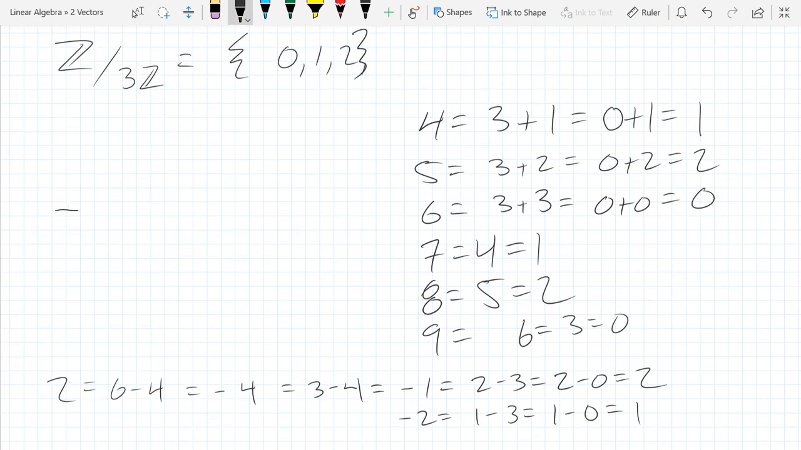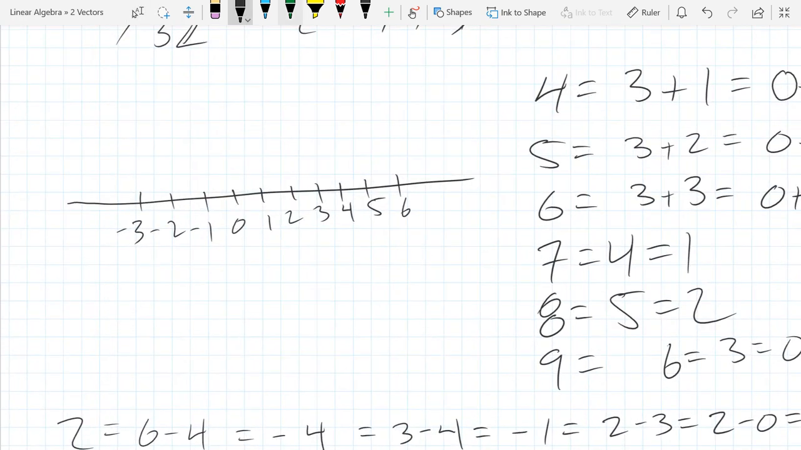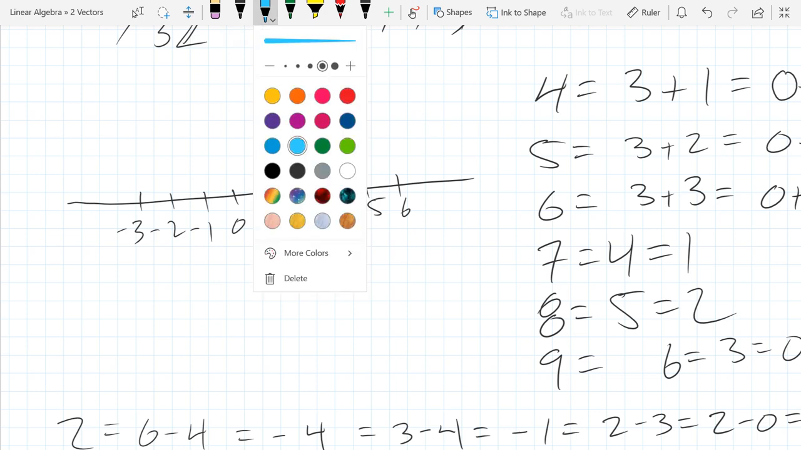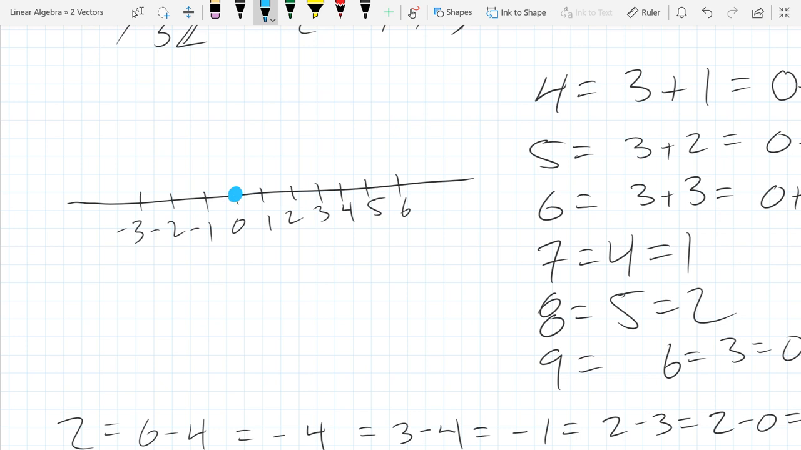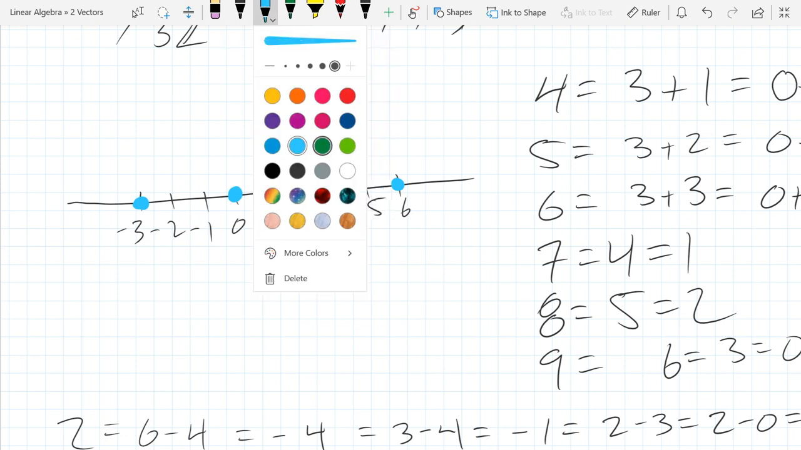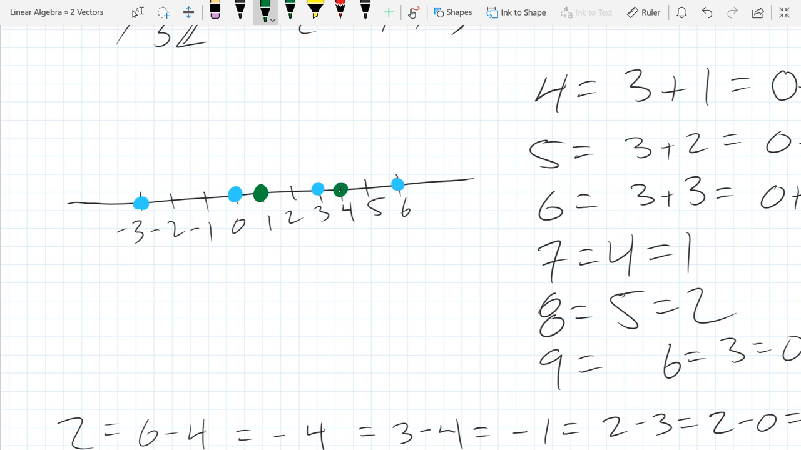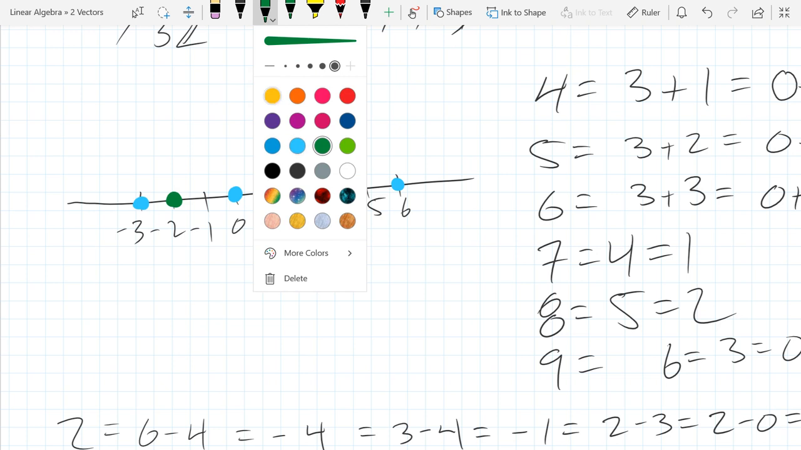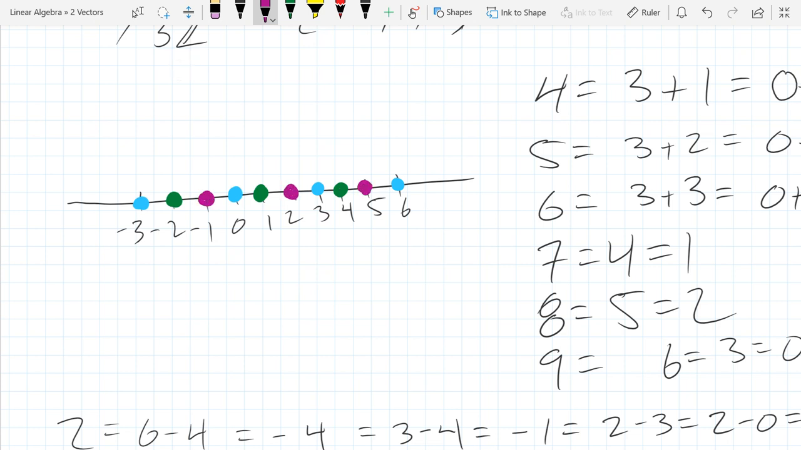So the best way to think about this, if I just draw a nice number line, 0, 1, 2, 3, 4, 5, 6. I'll just go with different colors. What I'm going to do is every number that's the same, I'll make sure it has the same color. So 0 will go with blue, 1 will go with green, 2 will go with purple. Oh, it's not that crazy.